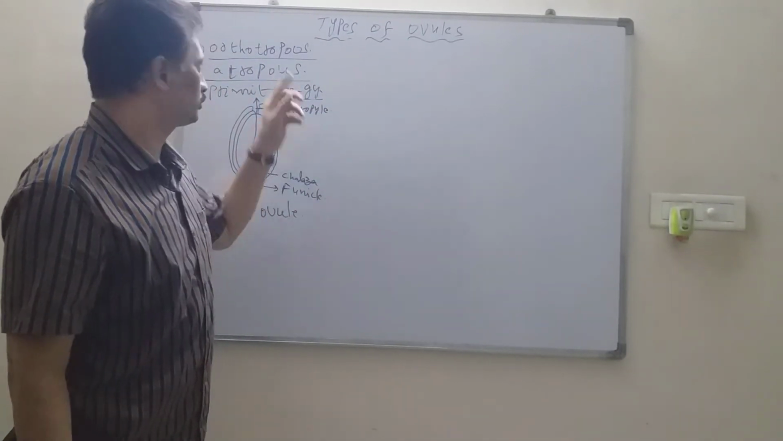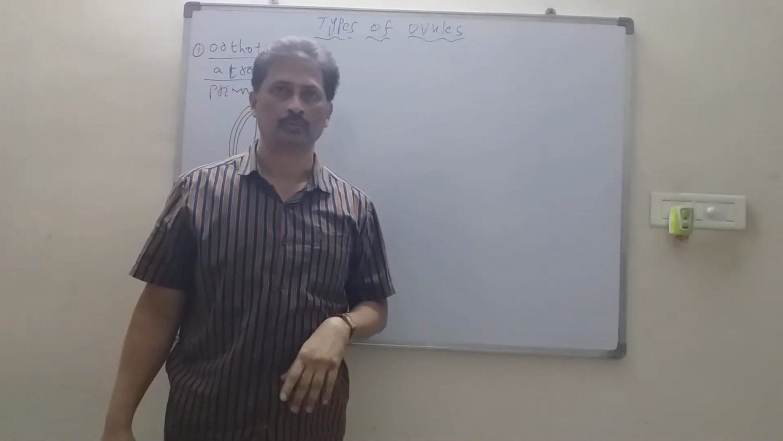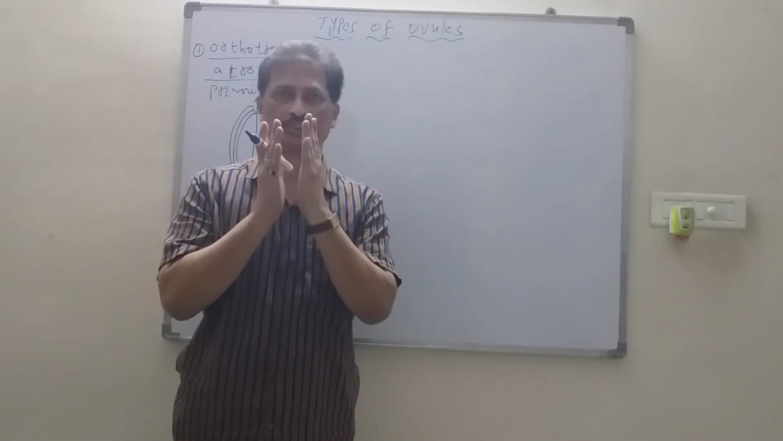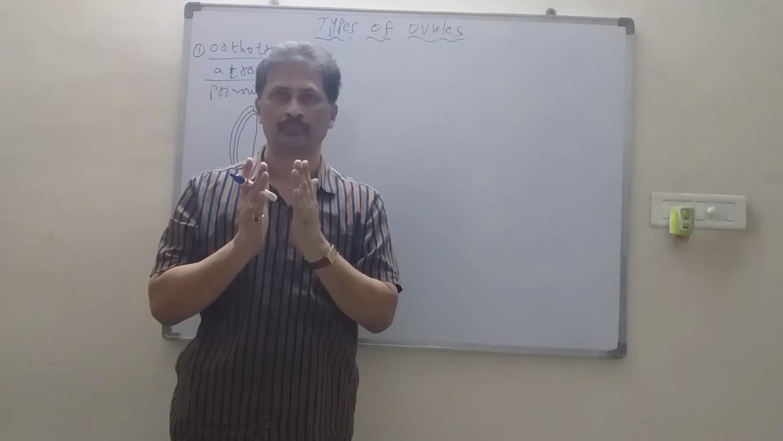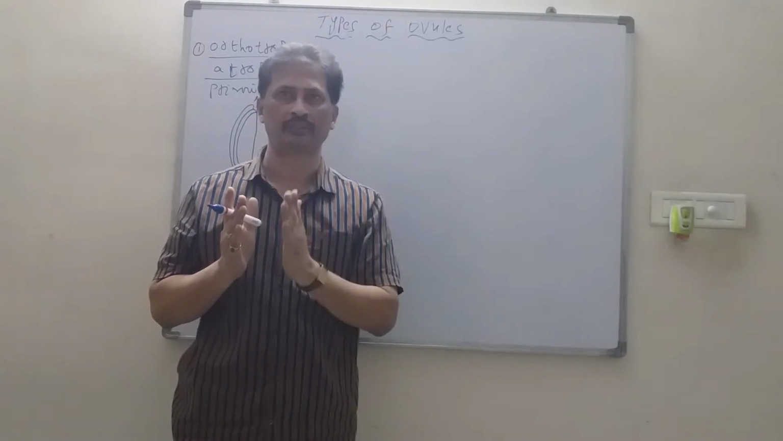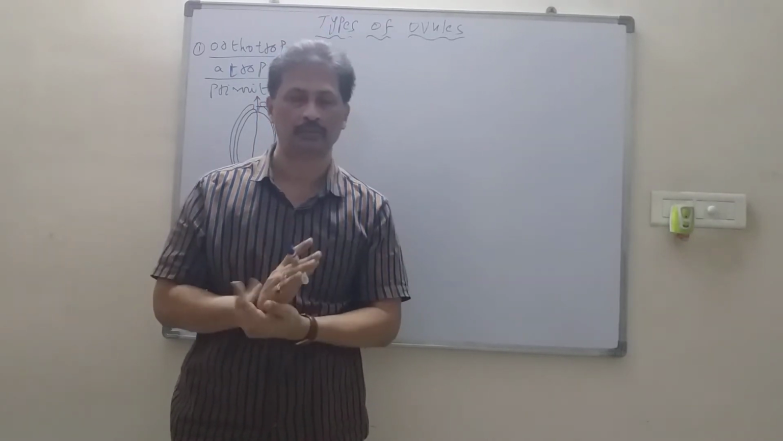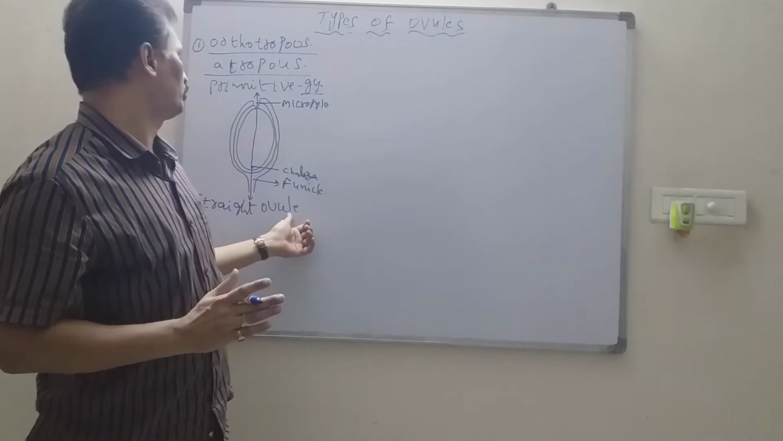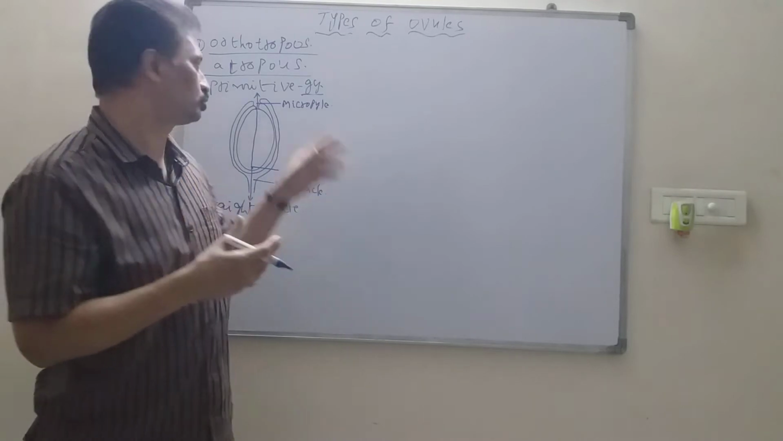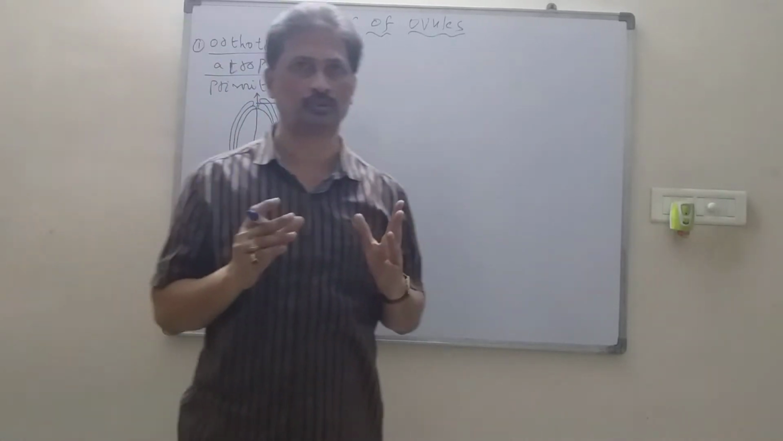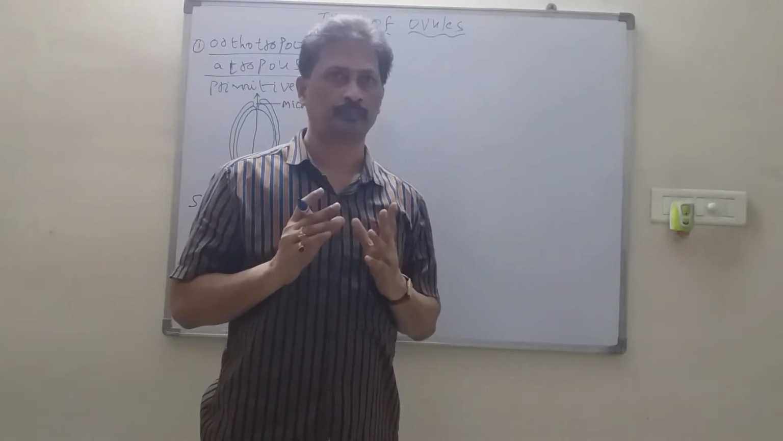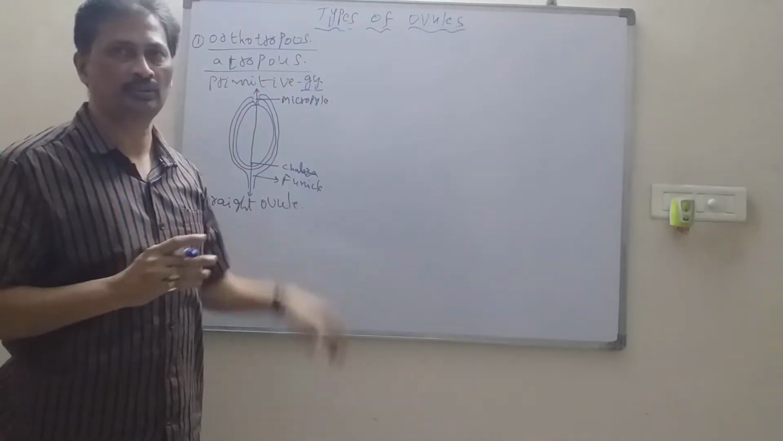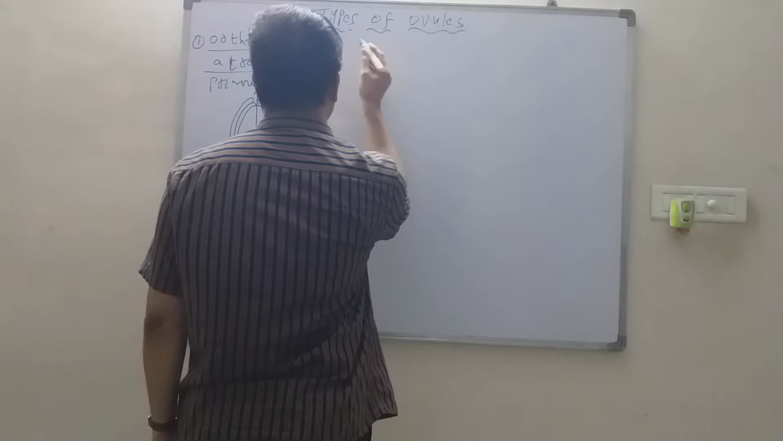In the first case, orthotropous, the body of the ovule does not rotate; it stands in its original position. That means it is straight. Micropyle, chalaza and funicle lie in the same plane. That is the reason it is called the straight ovule. Orientation is absent, so it is called atropous. That is the first type of ovule, the primitive type found in gymnosperms.